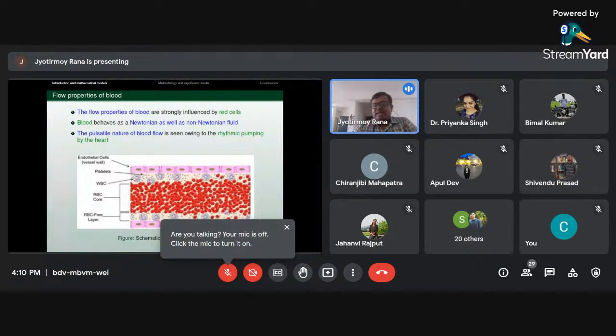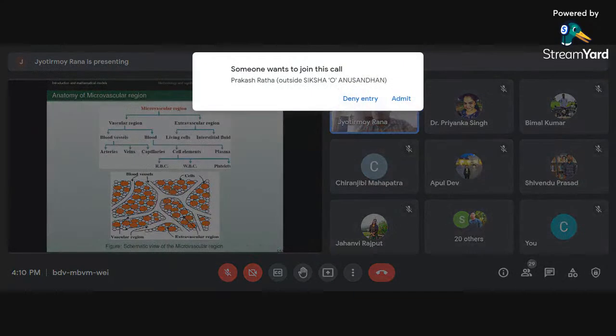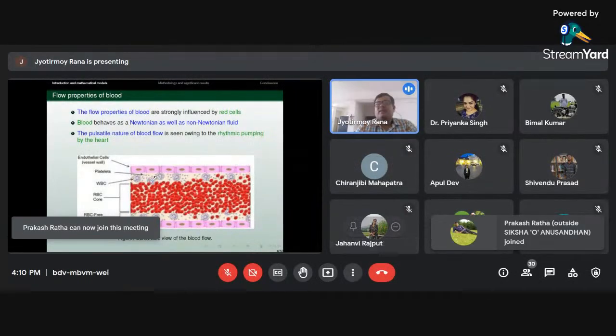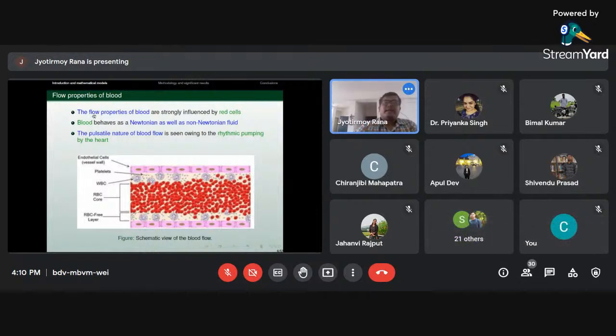So we can say that the blood rheology is strongly affected by the RBC. Why? Because RBC have a large volume fraction in comparison to the WBC and platelets. So that's why in the blood flow, WBC and platelets don't have any significant effect. We are only considering the effect of the RBC. And here also, due to the rhythmic pumping by the heart, we can see the blood behaves pulsatile in nature, and also we can see the sinusoidal flow during the blood flow.